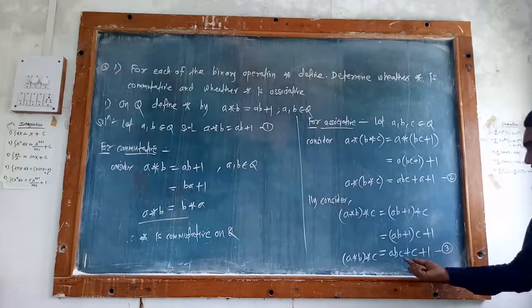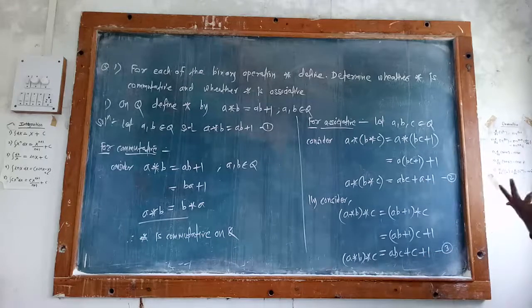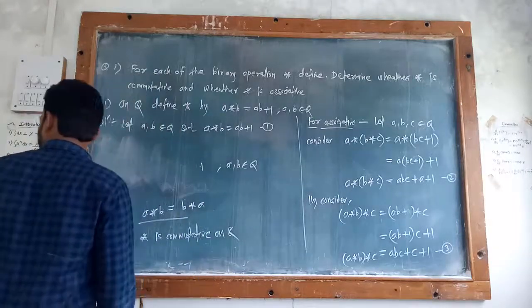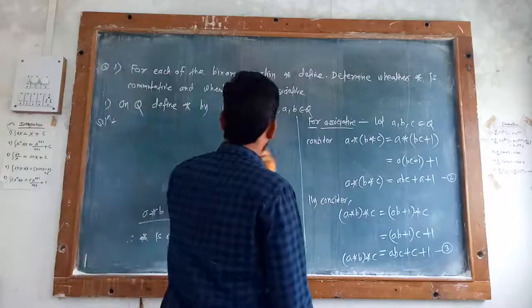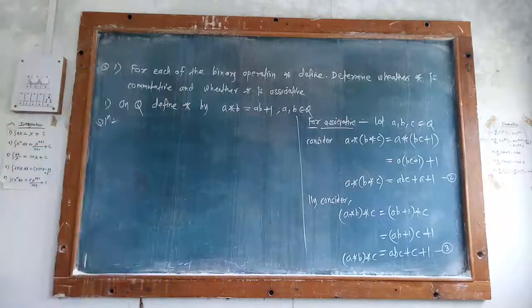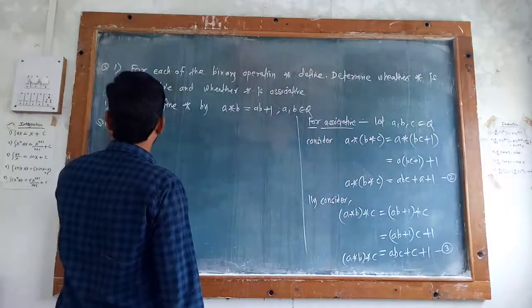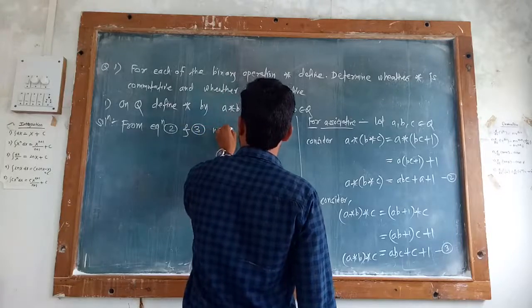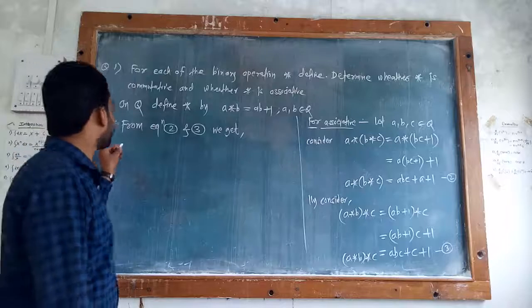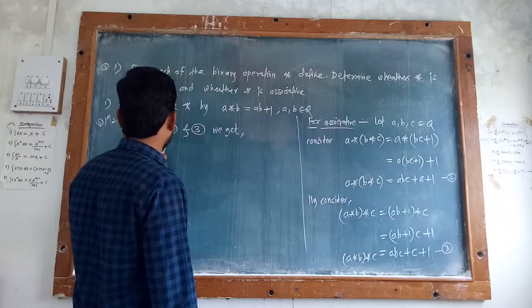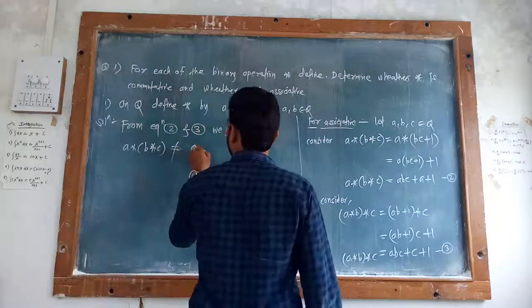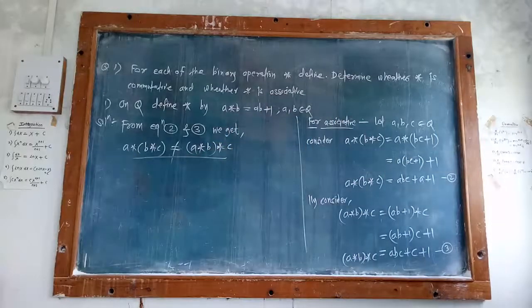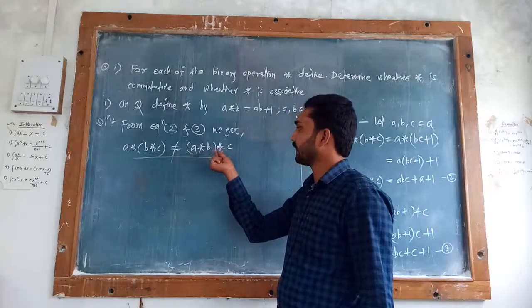From equation 3, what do you write here? A star (B star C) equals A star B plus C plus 1, but A is not equal to C. So from equation 2 and 3, we get A star (B star C) is not equal to (A star B) star C.